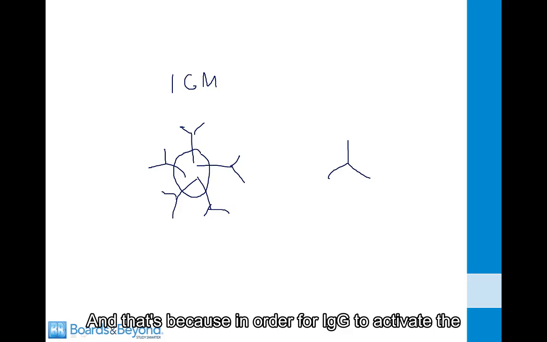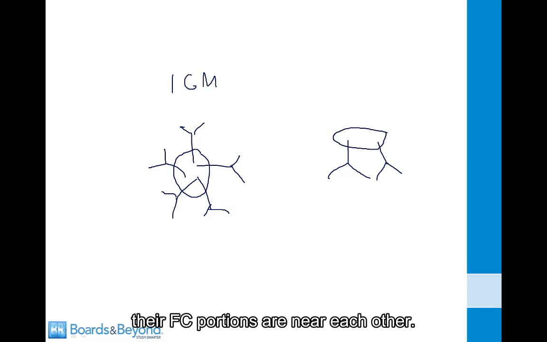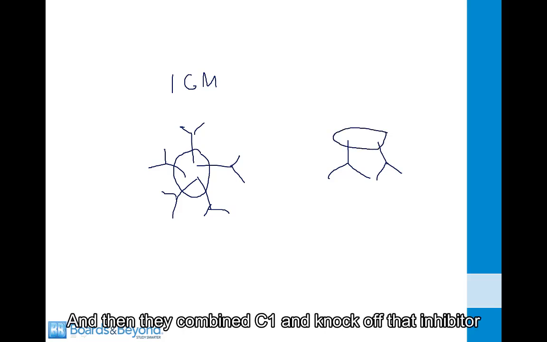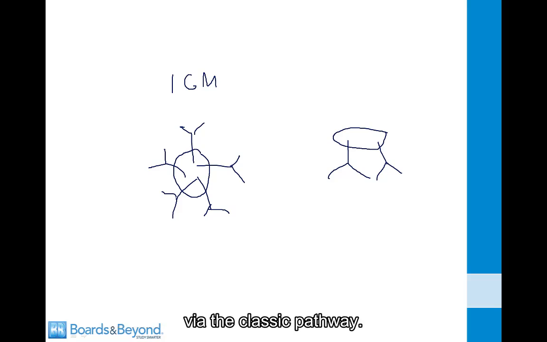IgG is an okay complement activator, but it's not as good as IgM, and that's because in order for IgG to activate the complement system, you have to get 2 IgG molecules close together so that their Fc portions are near each other, and then they can bind C1 and knock off that inhibitor so that C1 can begin to activate complement via the classic pathway.